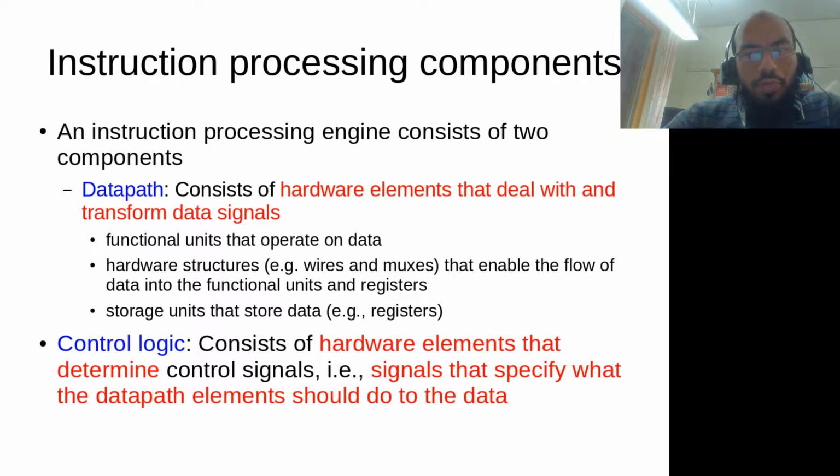There are two components to instruction processing engines. The first one is the data path, which is basically the hardware that you require to deal with data. That would basically be the functional units that operate on the data, so fetching the data, storing the data, and so on. There are also hardware structures to it, and there are also the registers that you work with. And there's the control logic, which basically controls what the processor is going to do now. What is the hardware going to do now? And where to fetch it from, and these things.